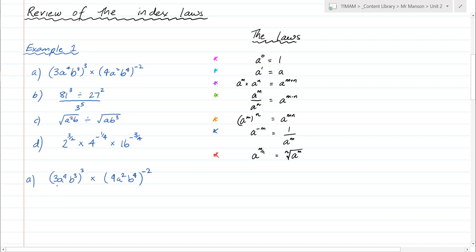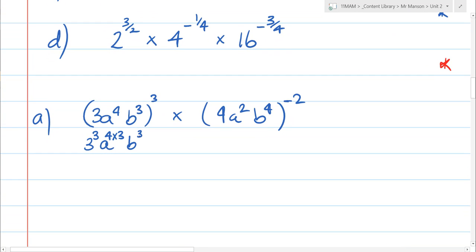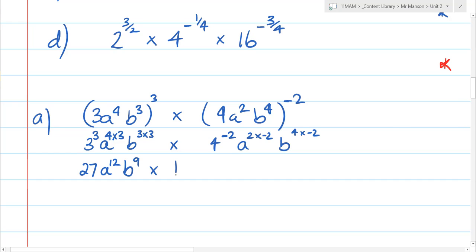So if I expand the first bracket, I get 3 cubed, a to the power of 4 times 3, and then b to the power of 3 times 3, times 4 to the power of negative 2, a to the power of 2 times negative 2, b to the power of 4 times negative 2. I'm slowing this one down, I didn't need those brackets. So this gives me 27, a to the power of 12, b to the power of 9, times 4 to the power of negative 2, which is 1 over 4 squared. That's that negative power rule. A to the power of negative 4, I'm going to leave the negatives there for these ones. B to the power of negative 8.